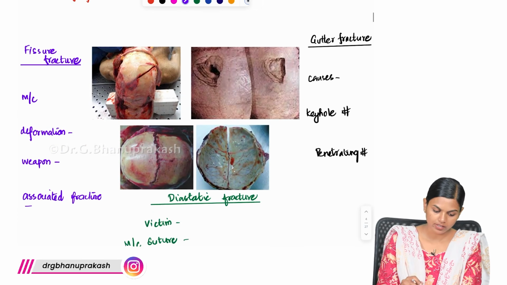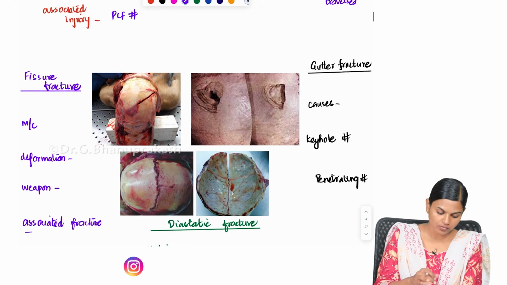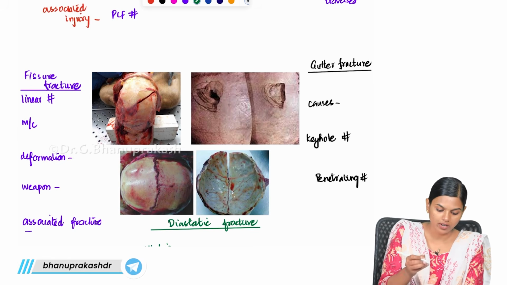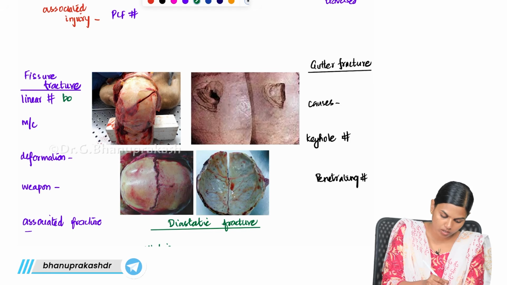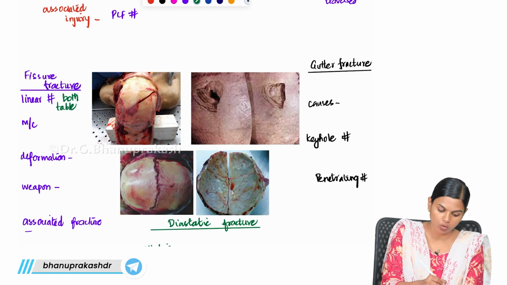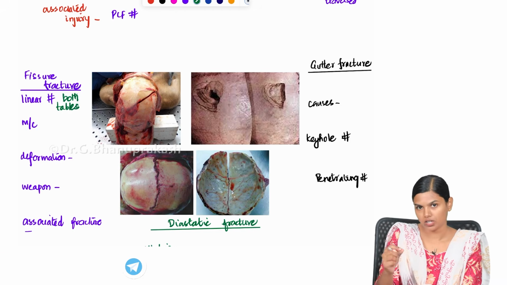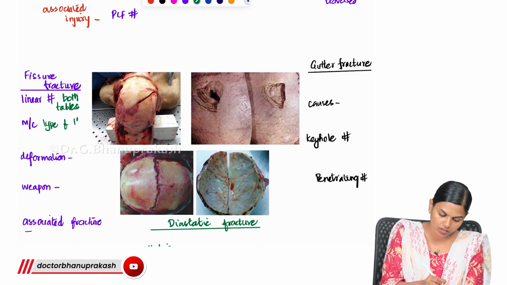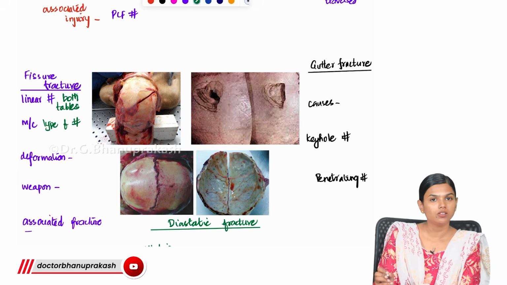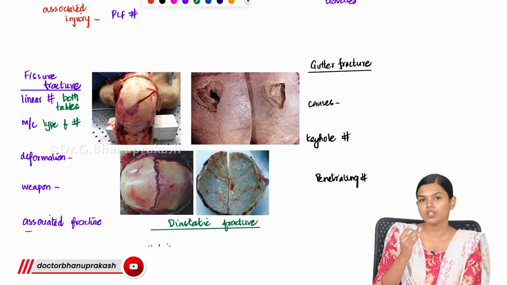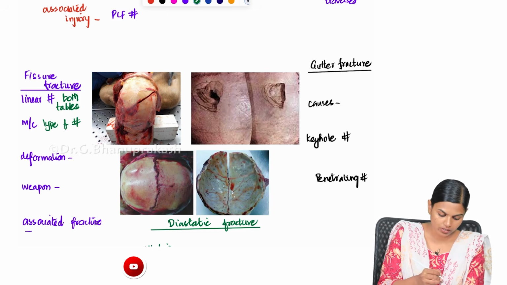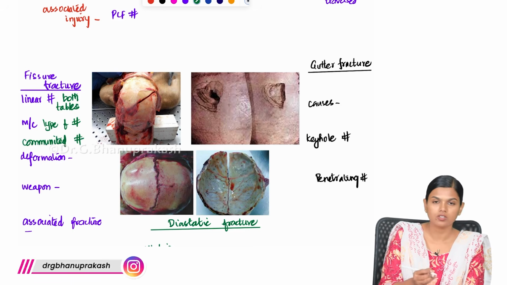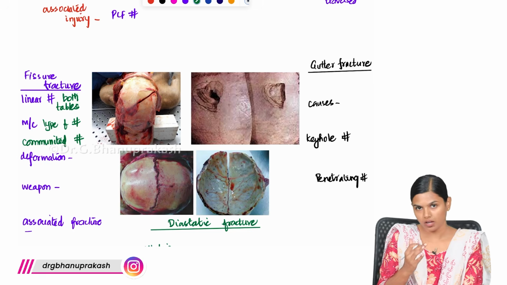Next we are seeing fissure fracture. This fissure fracture is also known as a linear fracture, and it will involve both tables. You will be seeing a linear fissure, like a groove kind of thing. This is the most common type of fracture that we encounter. Most of the cases you will be seeing this fissure fracture, and sometimes it can become a comminuted fracture. When there are multiple lines going across, it will become a comminuted fracture.